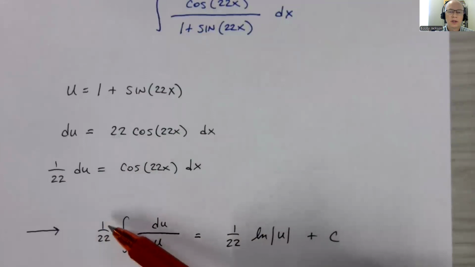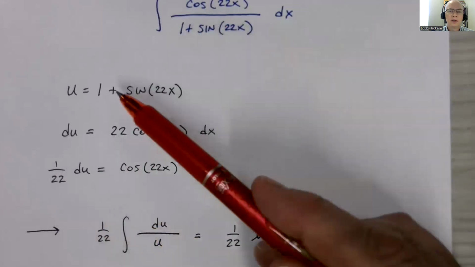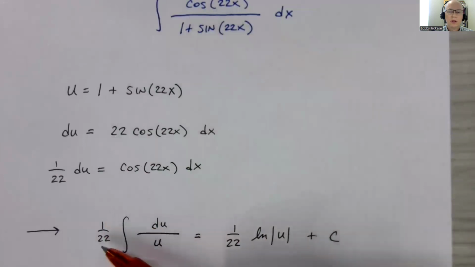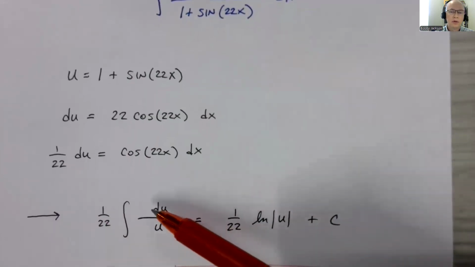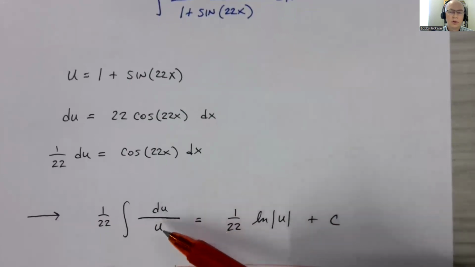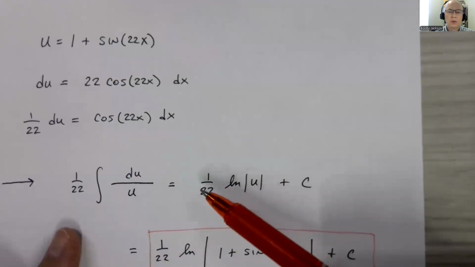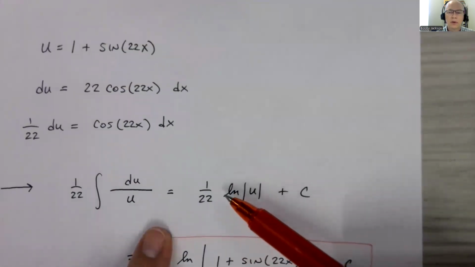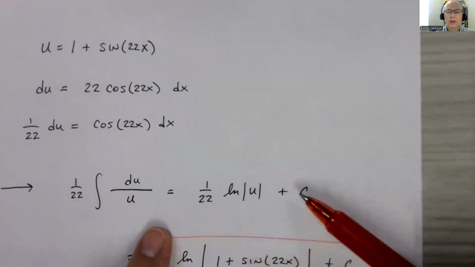I'll pull the 1/22 outside of the integral, and in the denominator I just have u. So this is really the integral of 1 over u. Sometimes the du creeps up there. Remember, it's 1 over u that we're finding the antiderivative of with respect to u. So it's 1/22 times the antiderivative of 1 over u, which is the natural log of the absolute value of u. Don't forget your plus C.